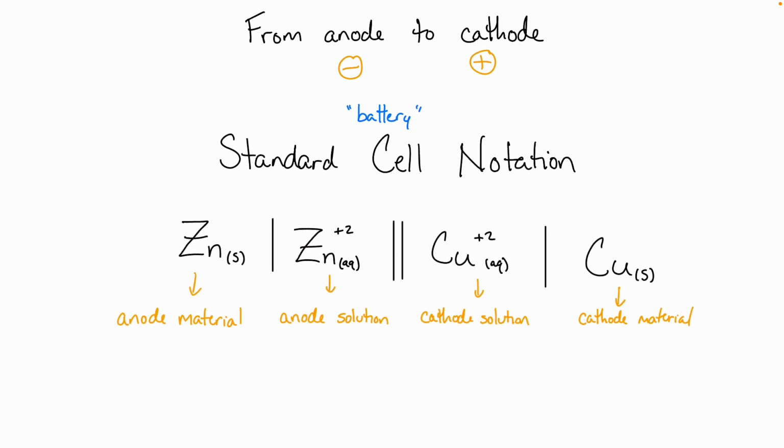Okay, so we can summarize the contents of our battery using this standard cell notation, where we include what the cathode's made of, what solution the cathode is sitting in, what the anode is made of, and what solution the anode is sitting in, right? All that information summarized in this standard cell notation. Okay?